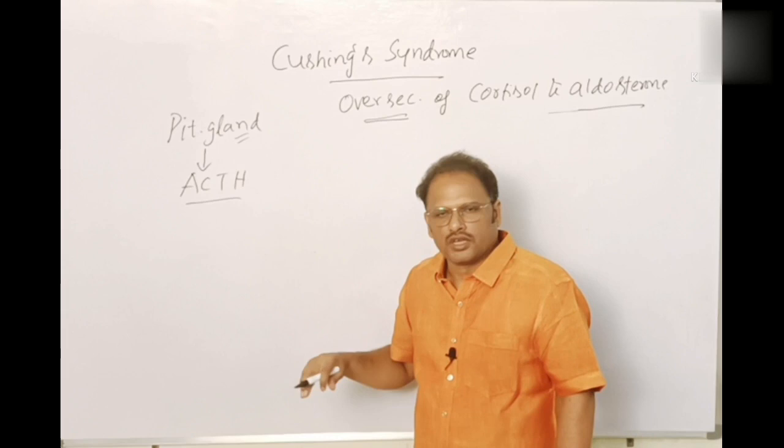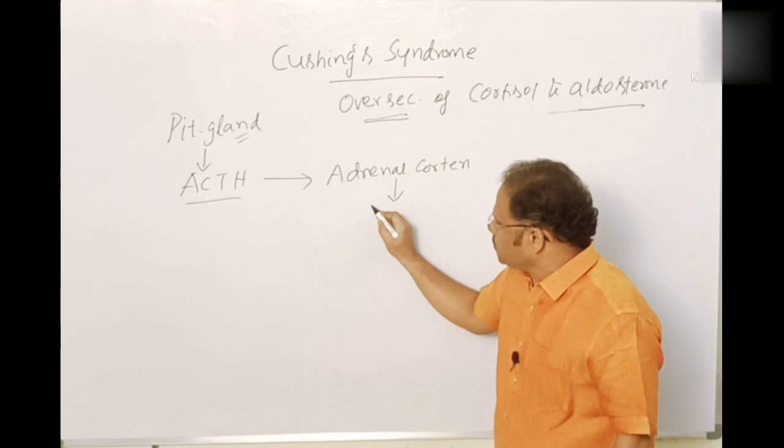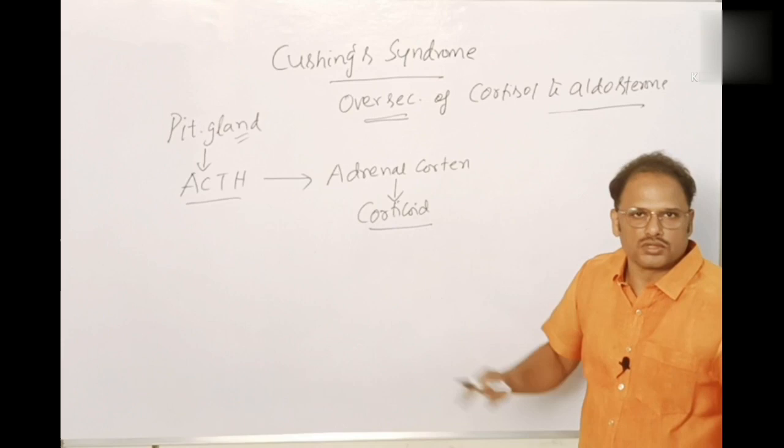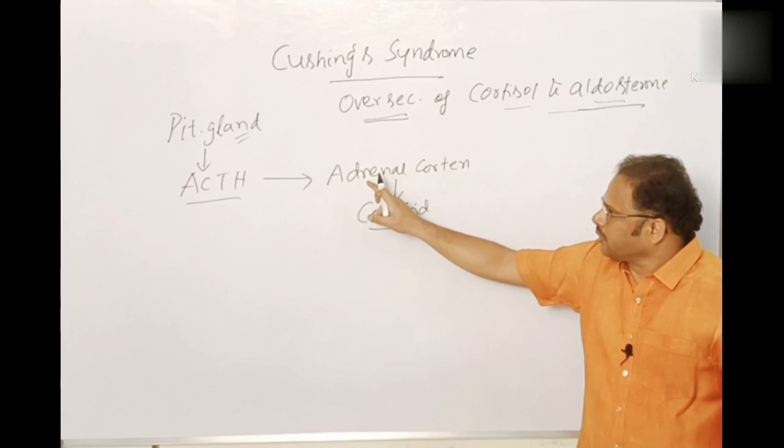What is the function of ACTH? It stimulates the adrenal cortex, so that the adrenal cortex releases corticoid hormones or steroid hormones. What are the corticoid hormones? Cortisol, aldosterone and sex corticoids, etc. are the corticoid hormones released by the adrenal cortex.